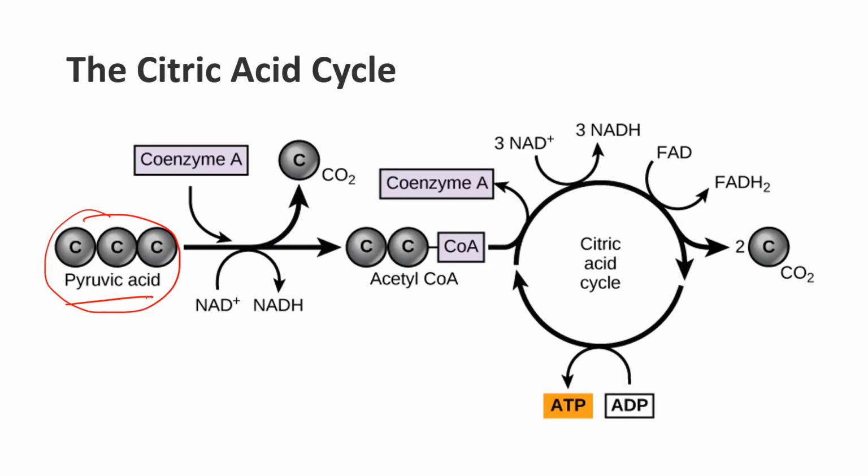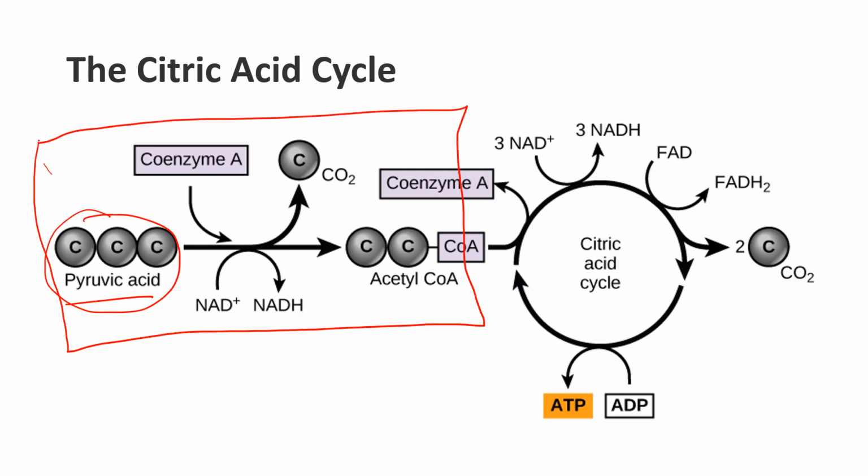And what's happening here is taking place in the mitochondria. So there's this section here where pyruvic acid is converted to acetyl-CoA, right? So I'm outlining this in this red rectangle here. I call that the bridge reaction because it bridges glycolysis and the citric acid cycle.